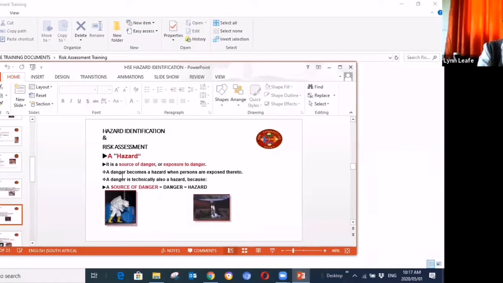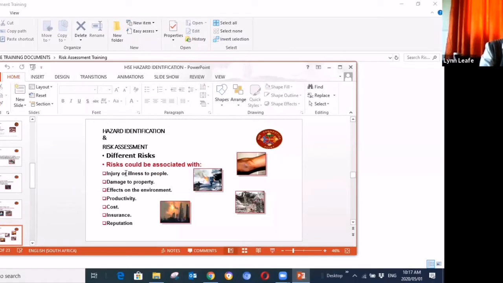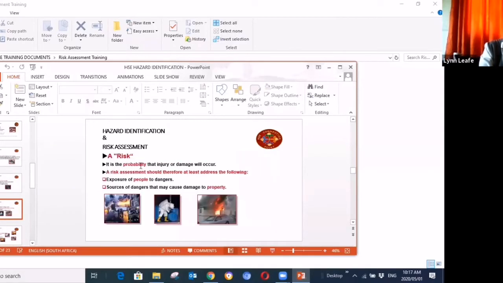A hazard. It is a source of danger or exposure to danger. A danger becomes a hazard when persons are exposed thereto. A danger is technically also a hazard because source of danger equals hazard. Risk: it is the probability that injury or damage will occur.